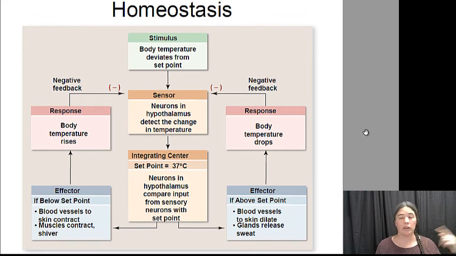Again, if you go the other direction, if the actual body temperature is below 37 degrees, the hypothalamus makes that comparison and it sends signals to other effectors. The blood vessels in your skin will contract. You may notice that your skin gets very pale sometimes when you're cold. You may shiver. Those muscle contractions when you shiver create heat as a waste product, and that will warm up your body. Your body temperature will rise, and then when you get back to the set point, those effectors will stop. All right, so that's how homeostasis works, and I'll catch you next time.